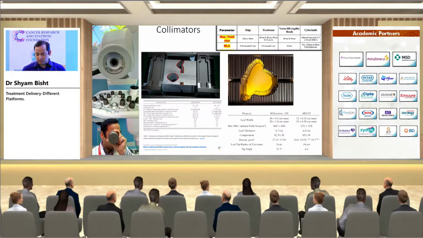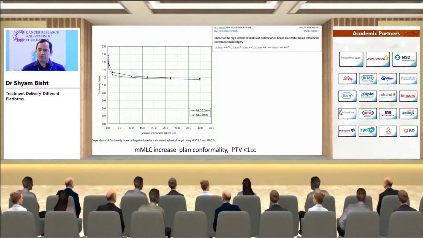I will not go into detail of these collimators, but we all know thinner or finer collimators increase the conformality of a plan. That means micro MLCs increase the conformality, but that is important when the target volume is less than 1 cc. So this is more applicable in case of cranial SRS, but what about extracranial SBRT, lung SBRT, where we have target volumes of more than 20-30 cc's? So practical implications are lesser.